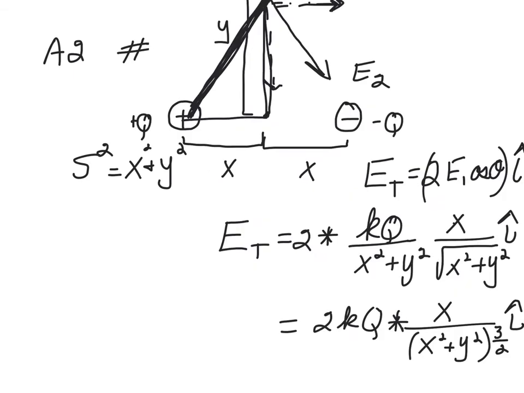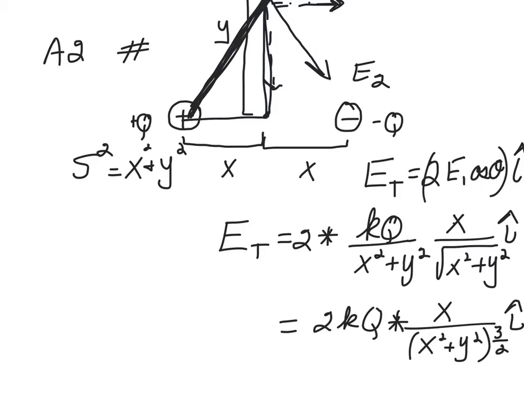I move things up. 2 times E1, KQ over S squared, times the cosine of theta, x over that distance, the square root of x squared plus y squared, and then if I pull all that together, I get 2kq times x over x squared plus y squared to the 3/2 power. These are all numbers that you've been given. You can just put it in there and get the magnitude, and of course the direction is in the i hat, or positive x direction. From the figure we can tell that.